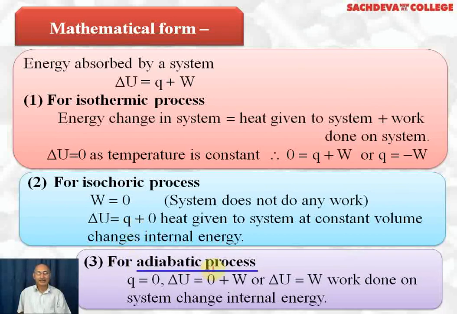For adiabatic process, if you remember, Q is equal to 0, means no heat is exchanged with the surroundings. So delta U will be equal to 0 plus W. That is, delta U is equal to W, means work done on the system changes the internal energy.